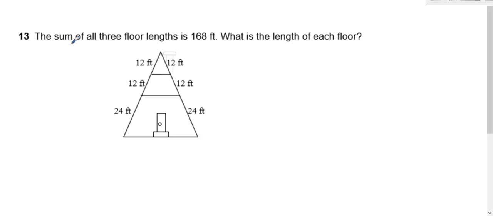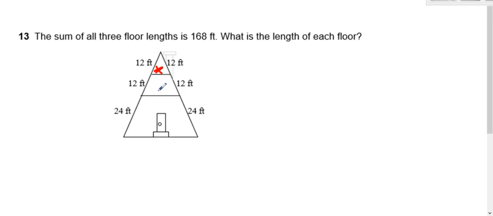So the sum of the 3 floor lengths is 168 feet. Strange looking house. What's the length of each floor? Well, since this side is cut 12 and 12, that means that this length, the top floor, is a mid-segment of the middle triangle, we'll say.